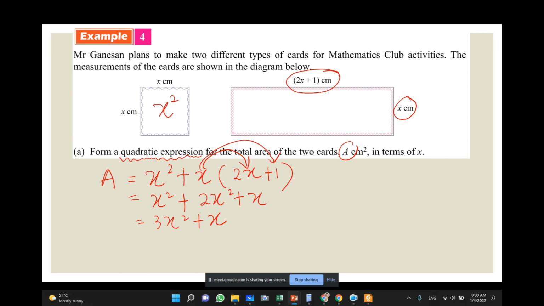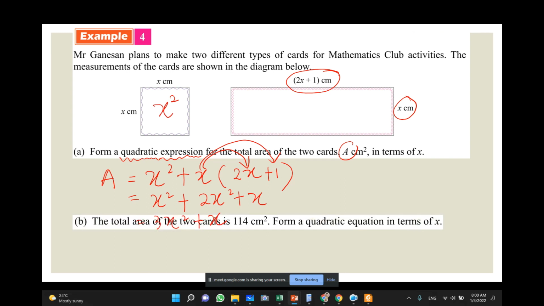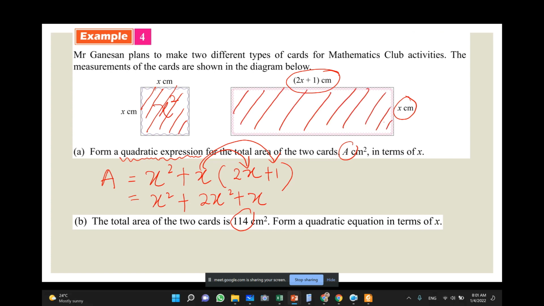Okay, now we look at the next one here. So we have formed the quadratic expression already. Now we need to carry on with another one here. So I rub this off, can't see clearly. You are given that the total area of the two cards is 114, the total area meaning the rectangle plus the area of the square, it is equal to 114. Form a quadratic equation. So you have to form a quadratic equation in terms of x. Okay, we are going to make use of this.